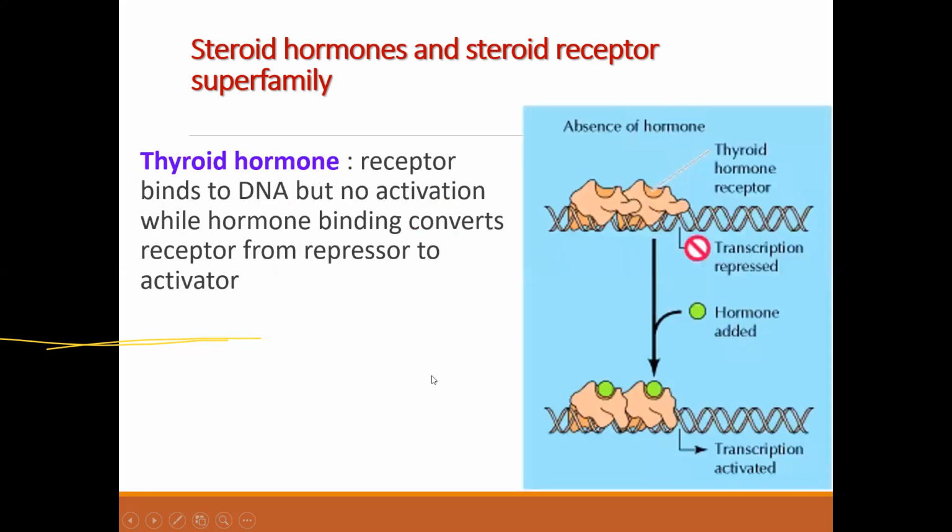Another type of intracellular receptor is the receptor that is already bound to the DNA, but doesn't do anything with the DNA, just binds to the DNA. For example, in this picture, in the absence of hormone, the receptor just is bound to the DNA, but there is no transcription, no expression of the DNA. But when the hormone gets into the cell and binds to the receptor, the binding causes a conformational change of the receptor, and this conformational change can activate the transcription. The example of this receptor is the receptor of thyroid hormone.